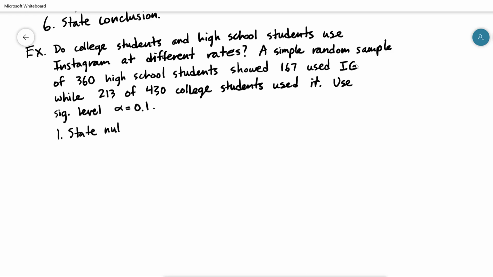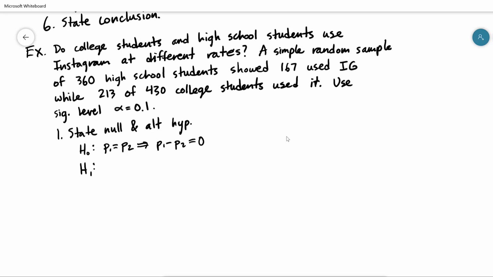We need to state the null and alternate hypothesis. The null hypothesis we already saw is that P1 equals P2, that the answer to the question up here is no. They don't use it at different rates. The proportion of high school students and college students that use Instagram are the same. So we could rewrite that as P1 minus P2 equals 0 if we want to think about it like that.